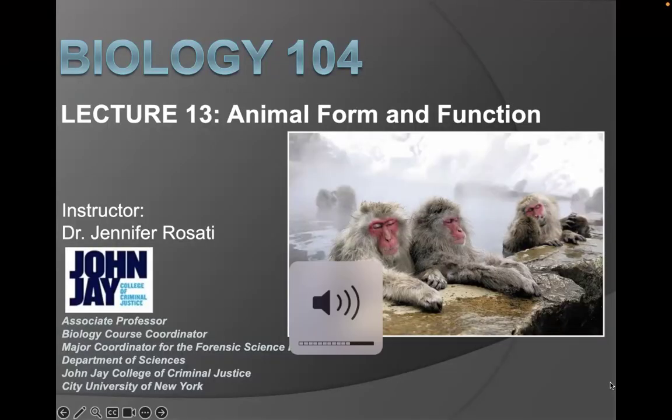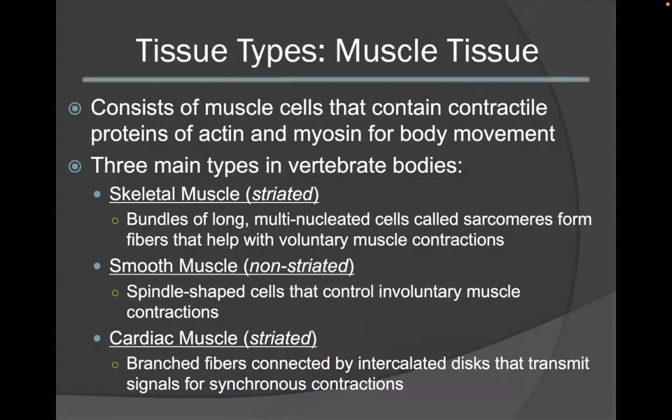Welcome to Lecture 13, where we will discuss animal form and function. The next tissue type we will examine is muscle tissue. Muscle tissue consists of muscle cells that contain specialized contractile proteins called actin and myosin. This is responsible for body movement.